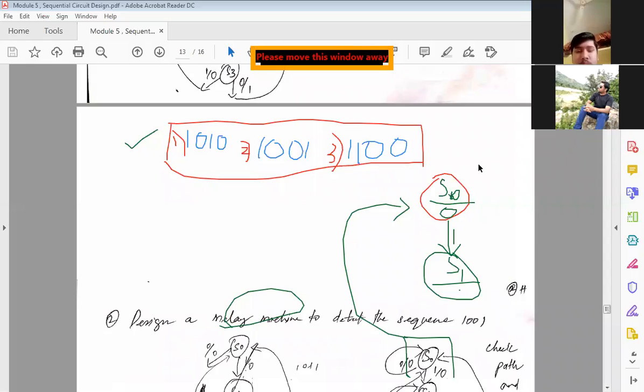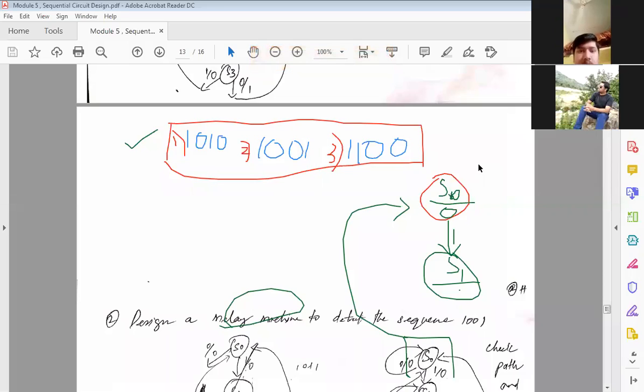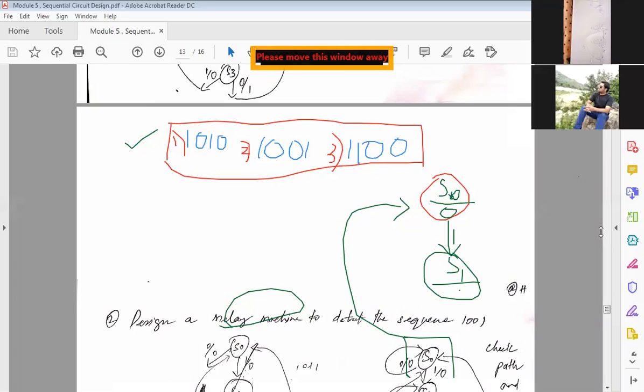So is it visible? Wait a minute. Just a moment. The lower hand. Yeah, now it is visible. Okay, can you tell me what you have worked out? Sir, if the first one is 1010, I think all of the output you are able to see, right? Students? Yes, sir. Okay.